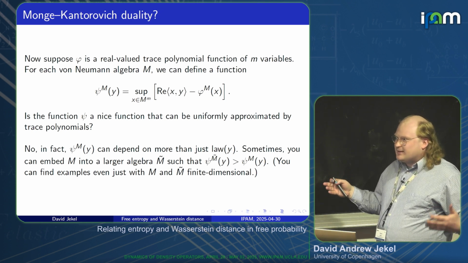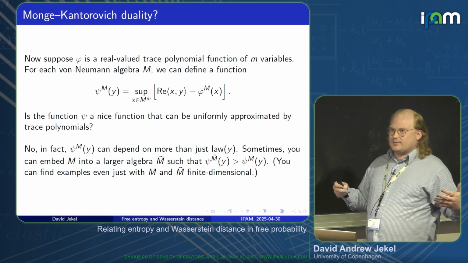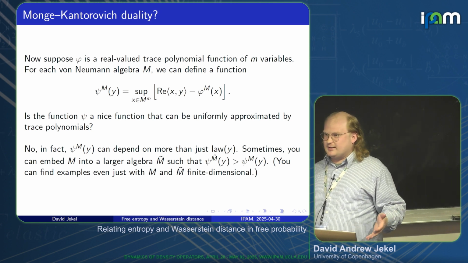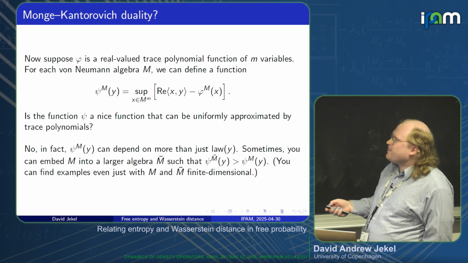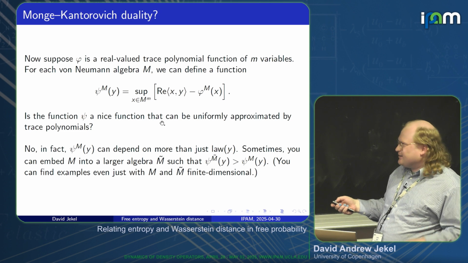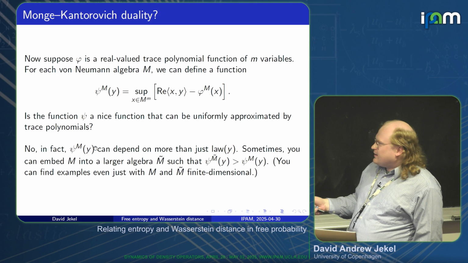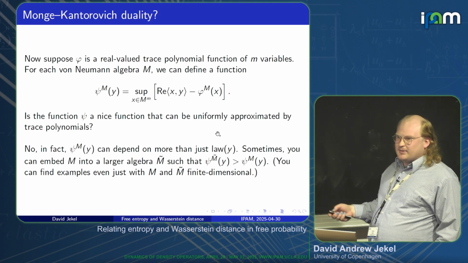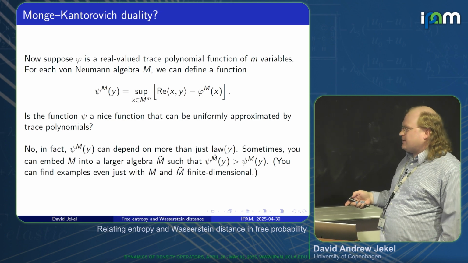And you know this exactly because if you change the ambient algebra M, then you can get different answers for the free Wasserstein distance, right? So I guess this is true for similar reasons, at least if you apply this argument to finite dimensional matrix algebras. And so this thing depends on more information than just the non-commutative law of y. In particular, it cannot be approximated by a trace polynomial, because a trace polynomial only depends on the law of y.